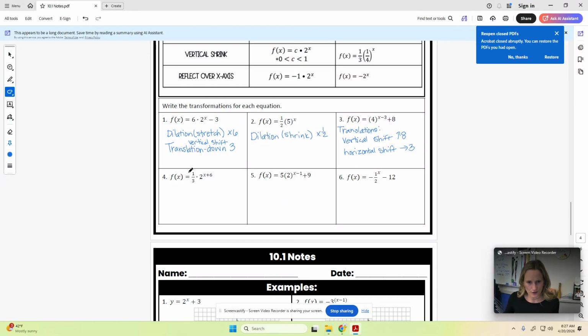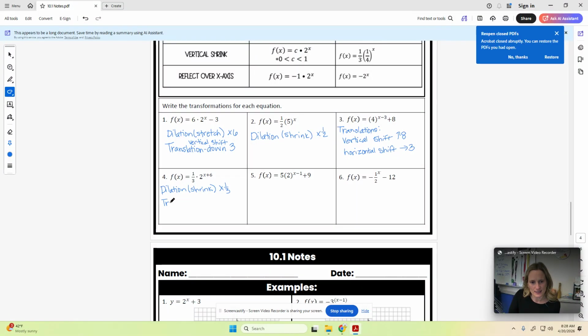In example 4, we have a dilation. We're multiplying by 1/3. And we have a horizontal shift because we're adding something in our exponent. So this dilation is a value less than 1. So this is going to shrink our graph. It's not going to grow as fast. And it's going to do so at 1/3 of the rate. So each y value is getting multiplied by 1/3.